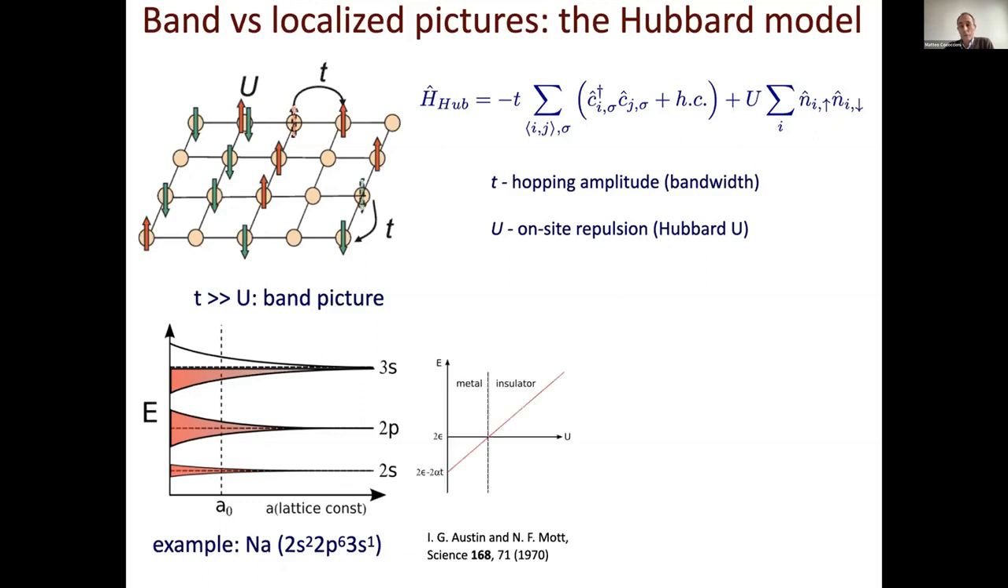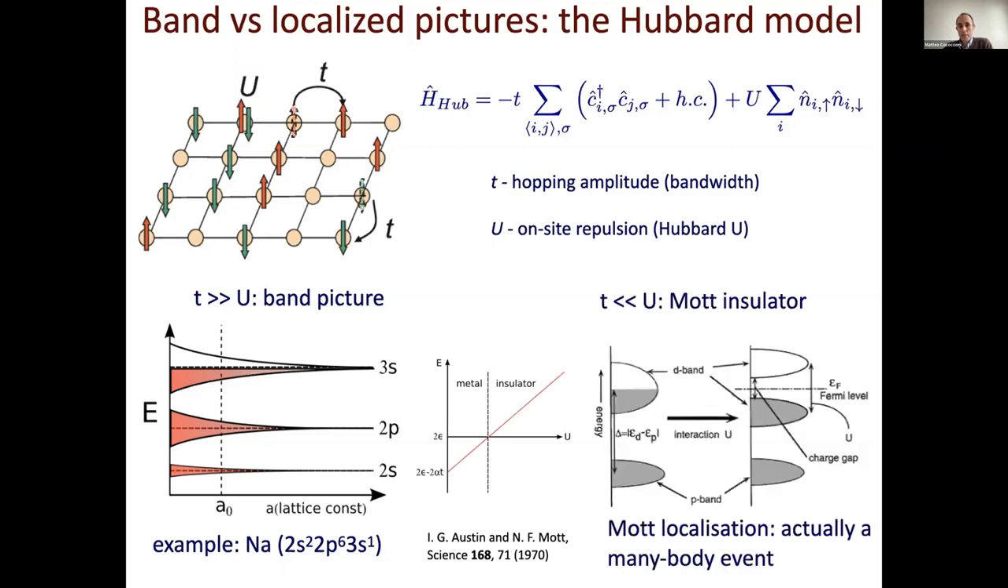However, if U grows bigger, we should obtain, and this model is able to capture this transition, an insulating ground state, okay? Just because the electrons don't have enough energy to jump onto the next site of the lattice and to compensate for the repulsion that they feel when they approach these other sites.